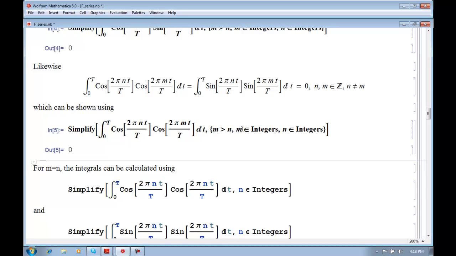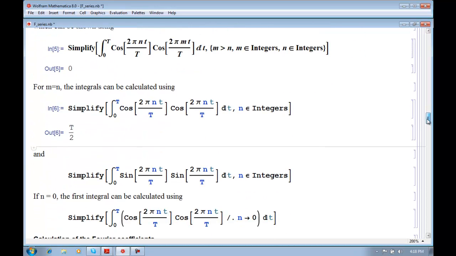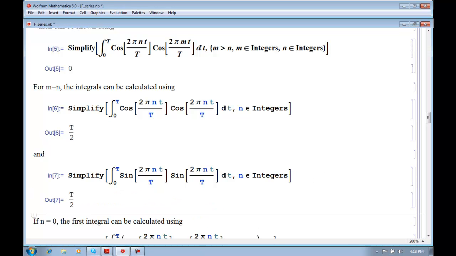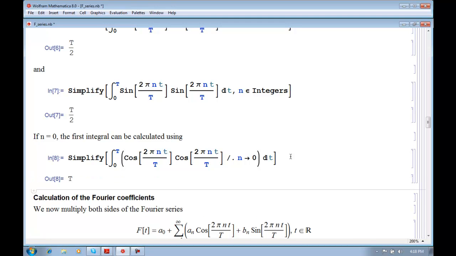That's true if m is different from n, and we can impose that condition by saying that m is greater than n, or either n is greater. But in the case when m and n are equal, we can calculate the corresponding integrals using that to be T over 2, and that to be T over 2 as well. Now, if n is 0, then it's a bit different. The value of that integral will be T.